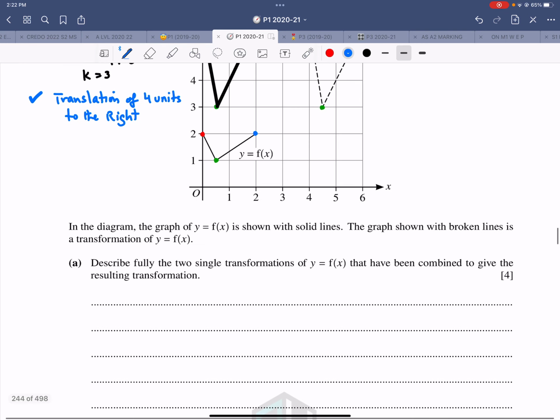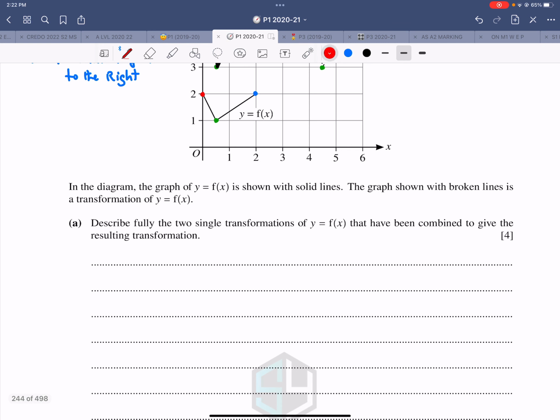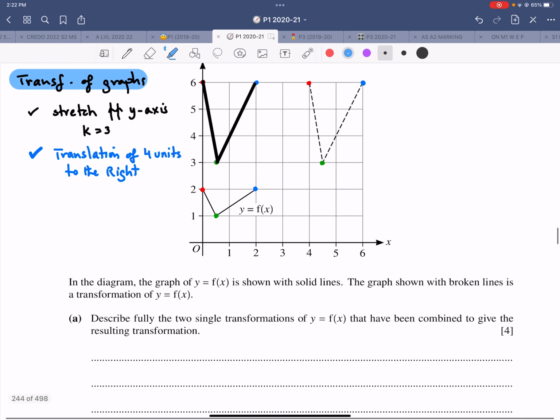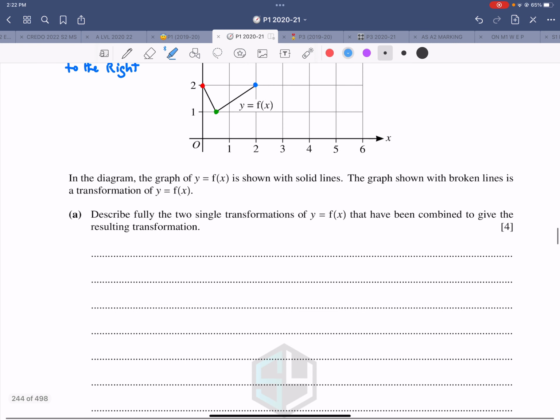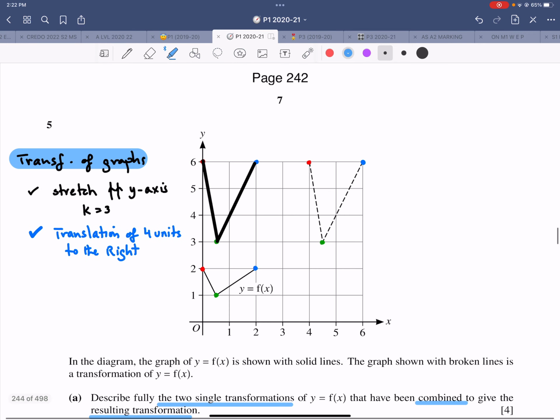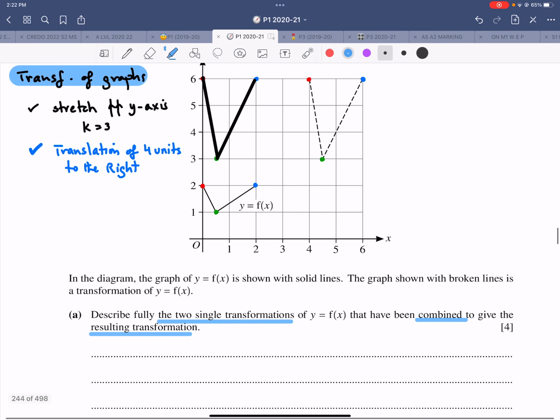Now let's read the question. In the diagram, the graph of y equals f(x) is shown with solid lines. So the original one is the solid. The graph shown with broken lines is a transformation. Describe fully 2 single transformations that have been combined to give the resulting transformation. I have already said that. So what have I said? It's a stretch parallel to the y-axis with a scale factor of 3, and then it's a translation of 4 units to the right. So this is in words.